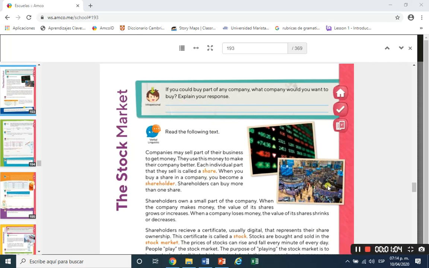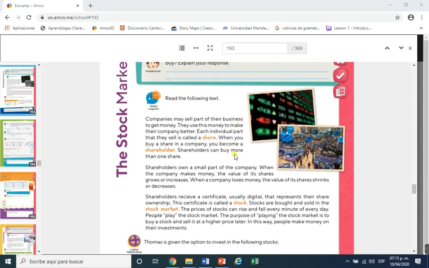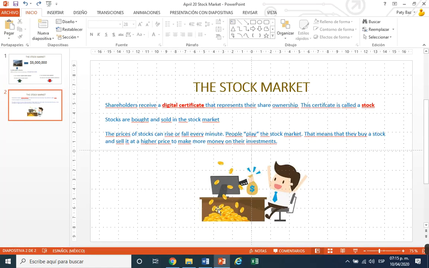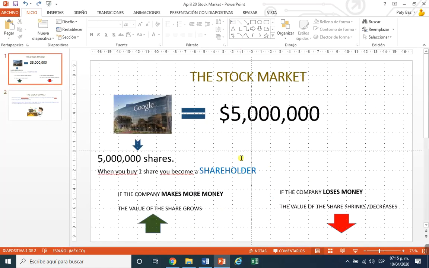All right. So let's do this. After you have answered this, we are not going to read it now, you have to read it in your house to make things clear, but I'm going to explain this text in this form, okay? The stock market.